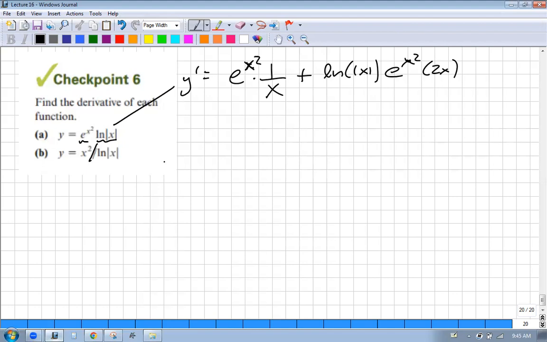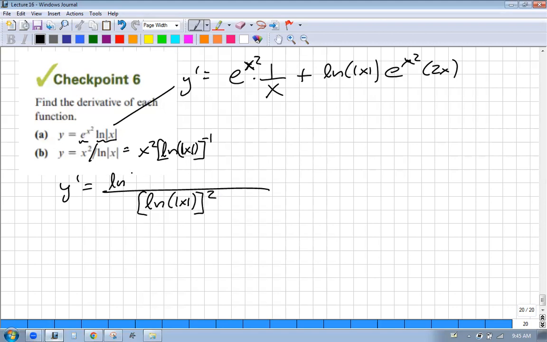quotient. We could use the quotient rule, right? Or we could use the power rule. We could rewrite this as that to the -1, however you want to do it. We'll use the quotient rule here. So the quotient rule says you have the thing that's on the bottom squared over the thing that's on the bottom times the derivative of the thing on top minus the thing on top times the derivative of the thing on the bottom by the quotient rule.